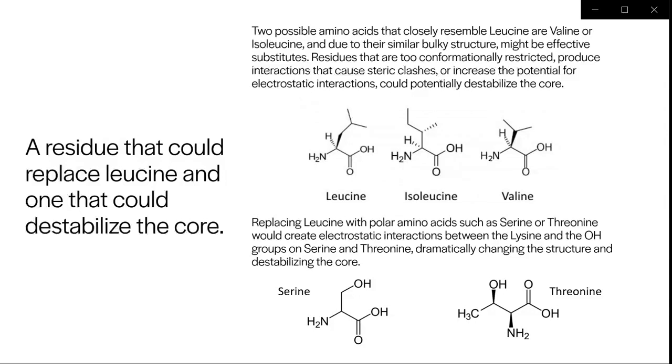Replacing leucine with polar amino acids such as serine or threonine would create electrostatic interactions between the lysine and the OH groups on serine and threonine, dramatically changing the structure and destabilizing the core. You can see from the images that isoleucine and valine are structurally very similar to leucine, allowing the core to maintain its integrity. In contrast, you can see that the polar OH regions of serine and threonine could create unexpected interactions at both the carboxyl and amino ends of the backbone.